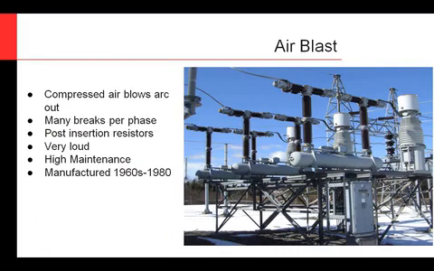Something else you'll see out there is an air blast circuit breaker, where now compressed air is used to blow out the arc when it's interrupting. And these are the ones that you'll get many breaks per phase, 16 breaks per phase and beyond. But the nice thing about the air blast circuit breakers is they're really the ones that got us into the EHV, the extra high voltages, up to your 500, your 765 kV in the beginning, because they were powerful enough to interrupt those arcs. And these have something called post-insertion resistors in them. I'll talk about that a little bit later.